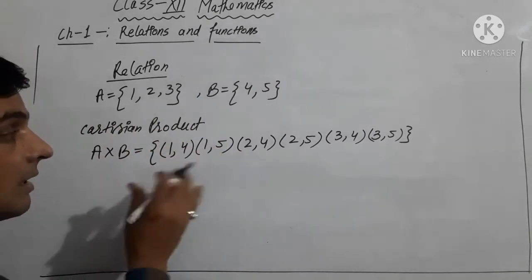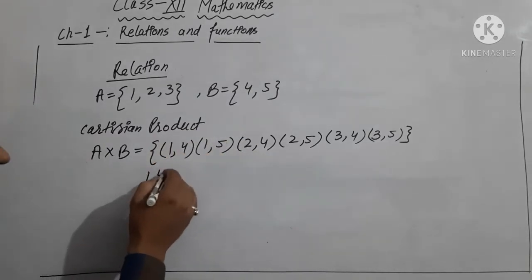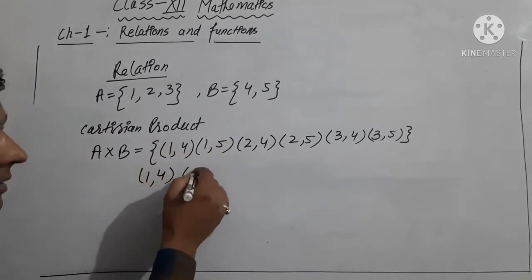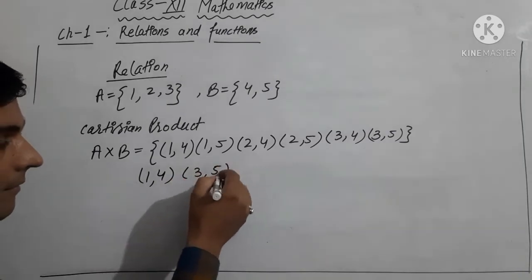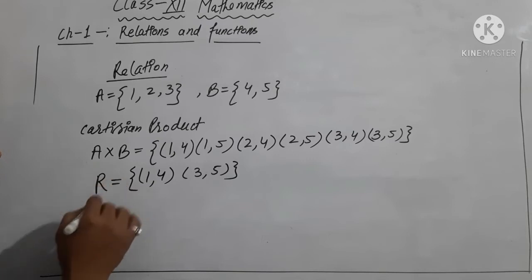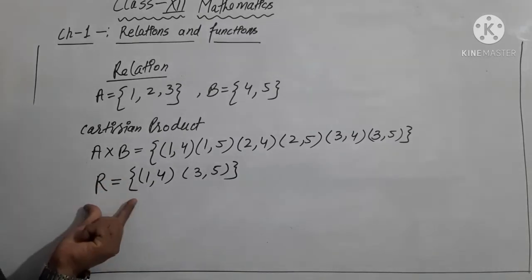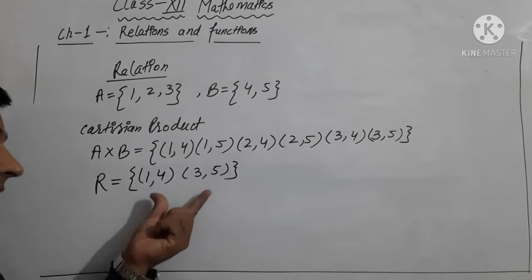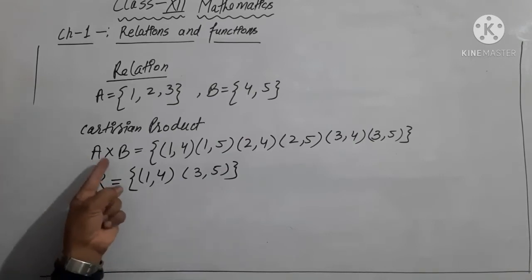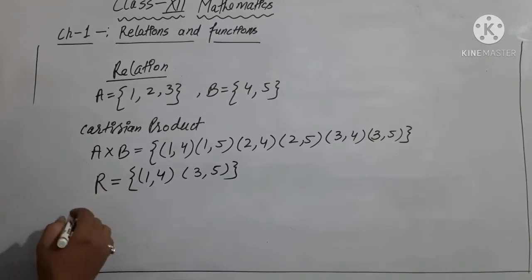Now I am taking a subset of this Cartesian product. Suppose 1 4 and 3 5. This is a subset of this Cartesian product, and this subset is called the relation. This subset is called relation from set A to set B. So what is the definition of relation?